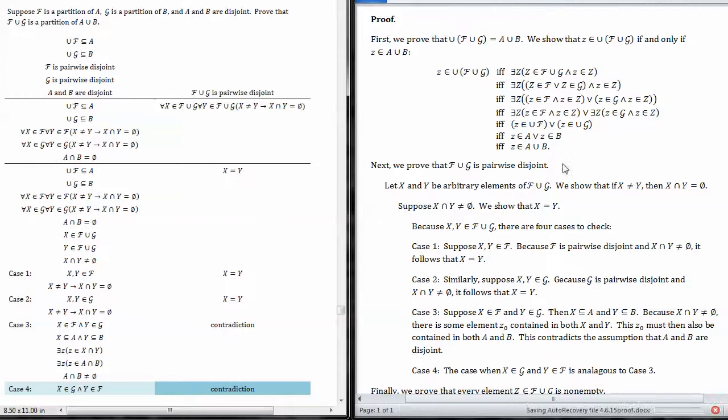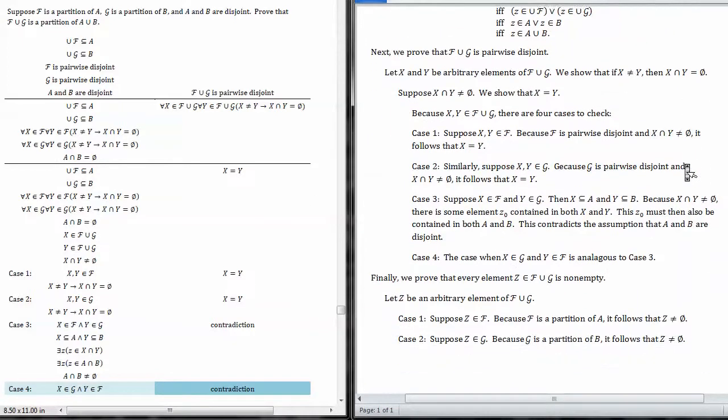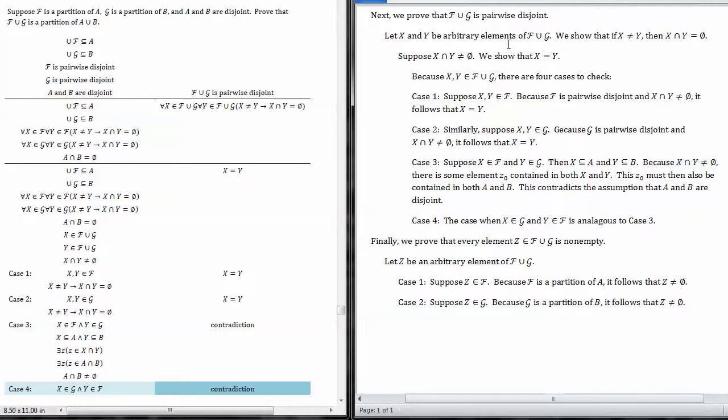Okay. All right, goodness. So let's try and see how that would be written up. So next we prove that the union is pairwise disjoint. So what did we do? We let x and y be arbitrary elements of F union G. That was right there, right from up here.